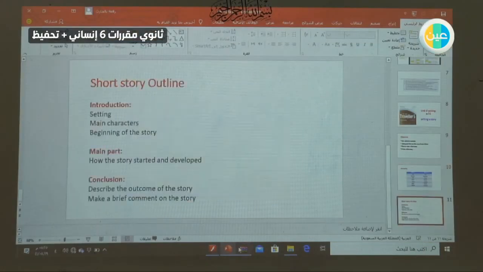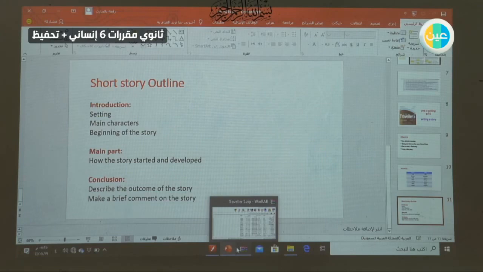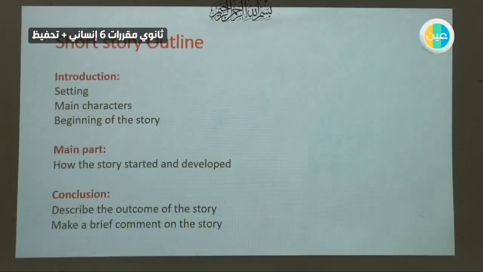Okay. Now we will start the story outline. Okay. If you will write a short story, you need to plan for it very well. You need to write something we call an outline, which means the draft or the main points of the story. Okay. Each story has an introduction, main part, and conclusion.